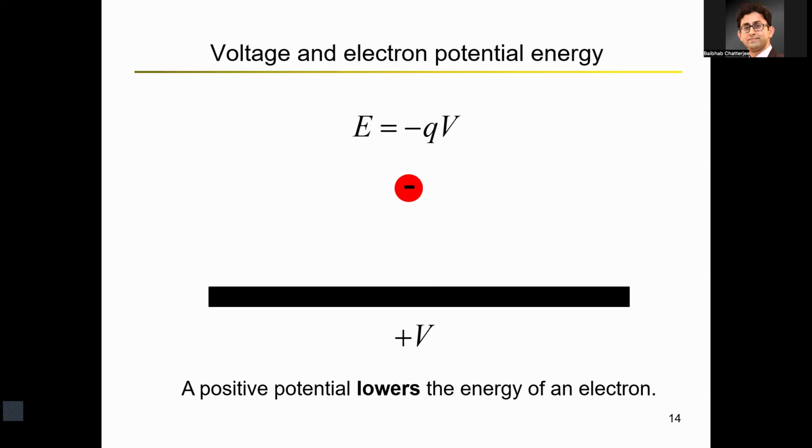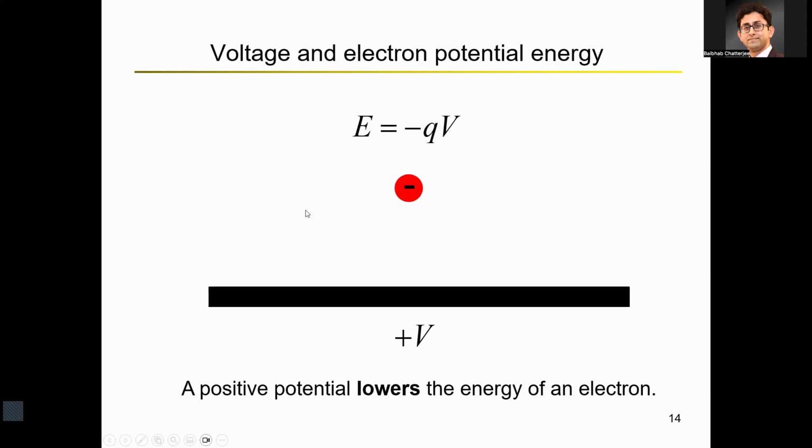And if you have that energy equal to minus Q times V, and you increase your positive potential, let's say this plus V goes from 1 volt to 5 volts to 10 volts and so on, the energy is being reduced. Energy will be minus Q times 1 volt, minus Q times 5 volts, and minus Q times 10 volts. So your energy is going lower and lower as you increase the positive voltage that you are subjecting your electron to.